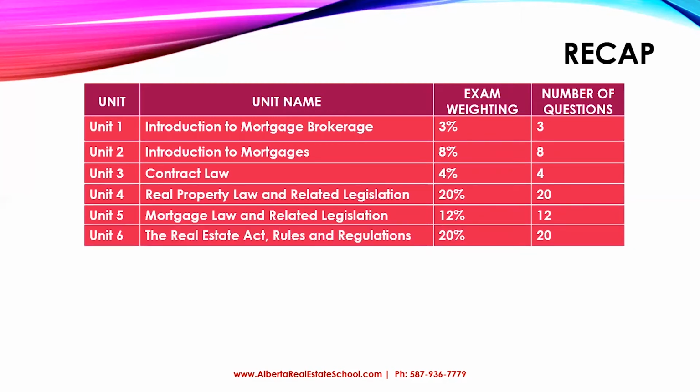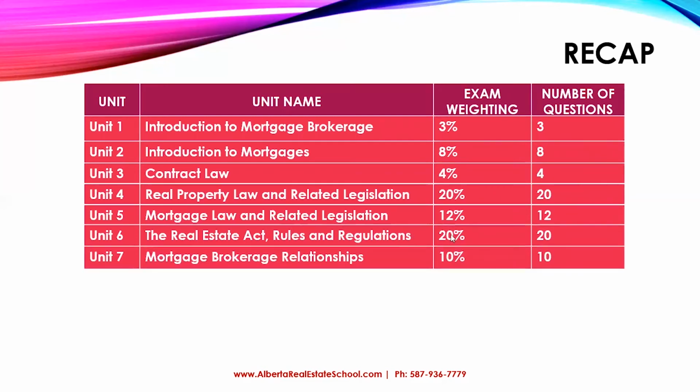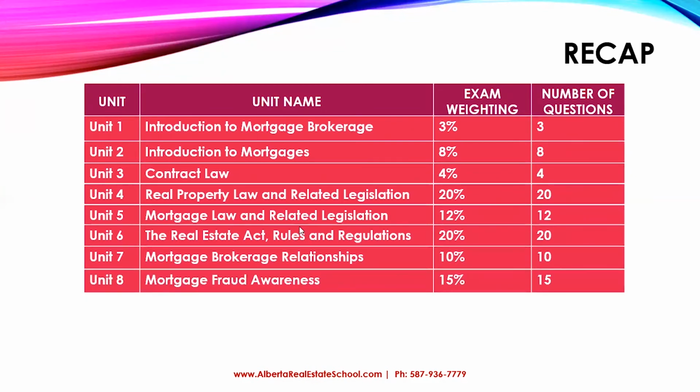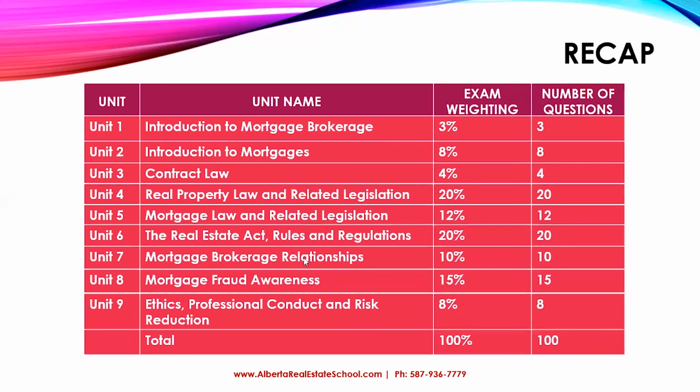Unit 5 is worth 12%. So this is the mortgage law. And then Unit 6, Real Estate Act, another big unit worth 20% of the mark. And then Unit 7, Mortgage Brokerage Relationship, also another important unit worth 10% of the mark. Mortgage fraud, very important topic that we need to be aware of, worth 15%. And then we have ethics, which is worth 8%.